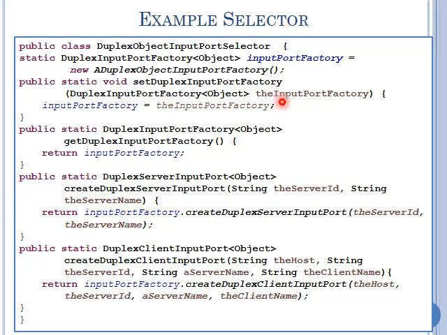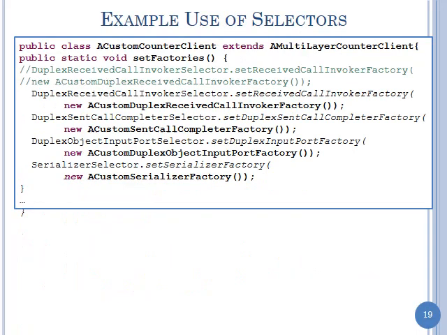And I've got it right here. I've got a create duplex server input port, create duplex client input port, and I just say input port factory dot create, and I have a get and set for the input factory. Nothing surprising at this point. And now if I want to change it in my main method, I just set the appropriate factory in the selector without having to change any source code. Okay?